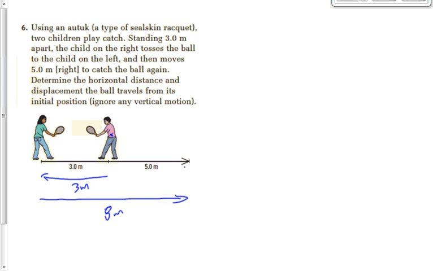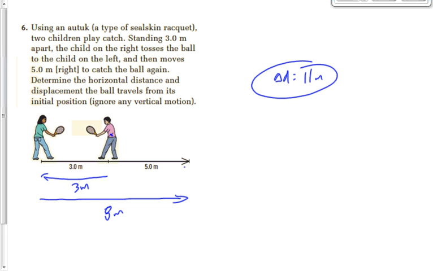Determine the horizontal distance and displacement the ball travels. What's the distance this ball traveled? Remember, distance is a scalar, right? Distance is a scalar. Jarrett, how far did this ball travel? What's the distance? Good. So we're going to say delta D is 11 meters.